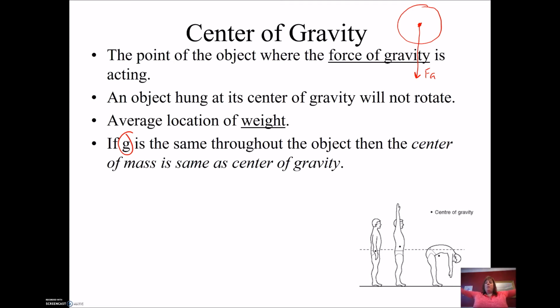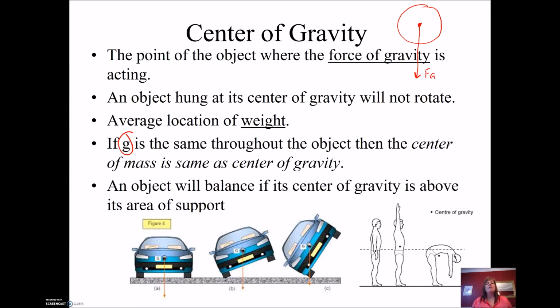But if you have a super huge object, so big that the acceleration due to gravity is different as you move through the object, then the center of gravity and the center of mass will be different, or their locations will be different. So center of mass is the average location of mass. Center of gravity is the average location of the weight or the force of gravity, which may be the same and usually is the same. We don't usually deal with objects that are so big that the acceleration due to gravity changes as we move through them.